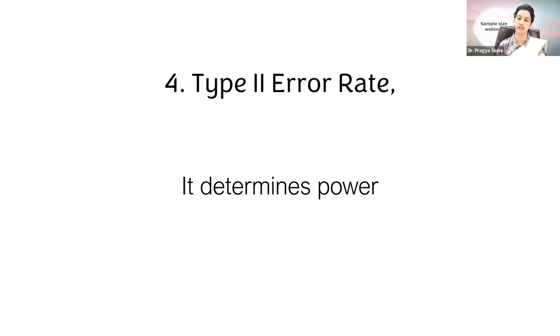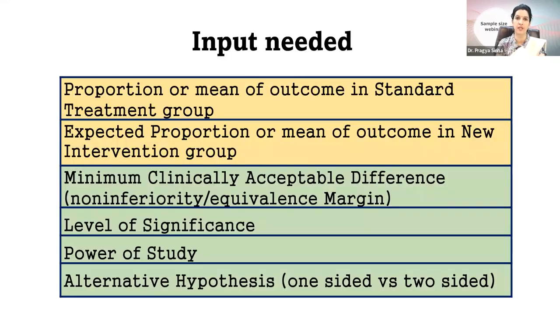And then the third is your type 2 error rate. You generally fix it at 20%. That's why generally power is set at 80%, but you can have the power at 95%, 90%, 99%, depending upon your need. So what are the inputs which we need if we do a sample size calculation? We need the proportion or mean of the outcome in the standard treatment group. We need the expected proportion or mean of the outcome in the new intervention group.